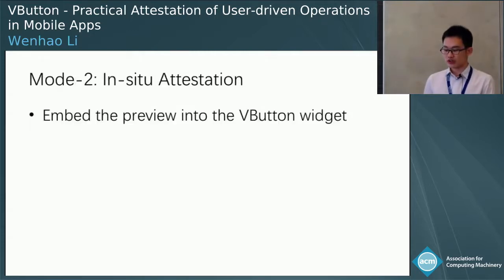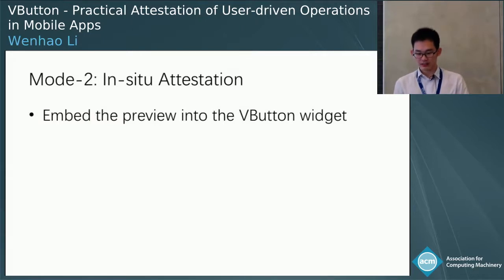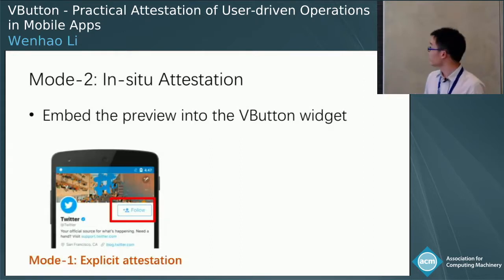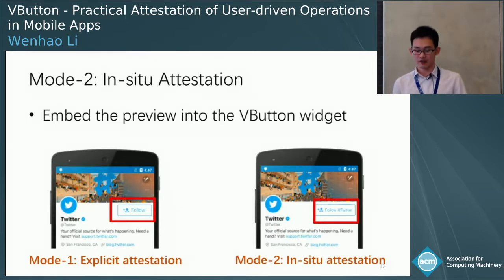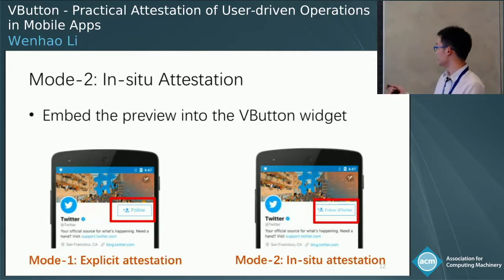So explicit attestation is very simple to use, but requires users an extra confirmation. In some cases, the semantics of an operation could be fully expressed in a single UI element. So let's again see the Twitter follow example. The button in the right figure has enough information for the user to confirm his information. So this scenario is very suitable for the in-situ attestation.